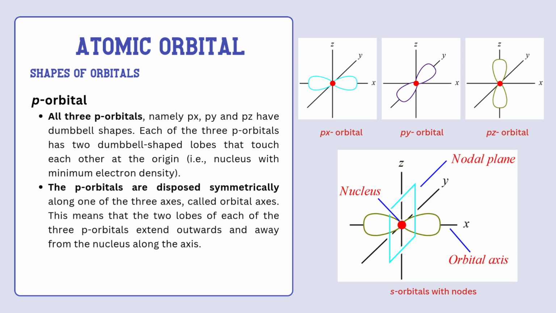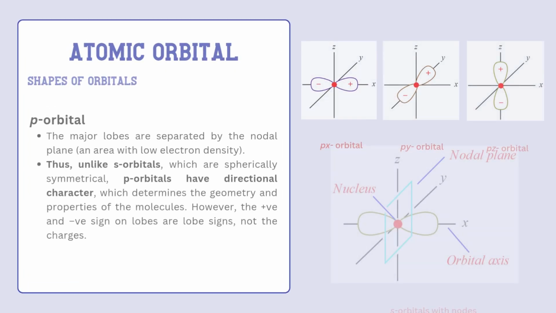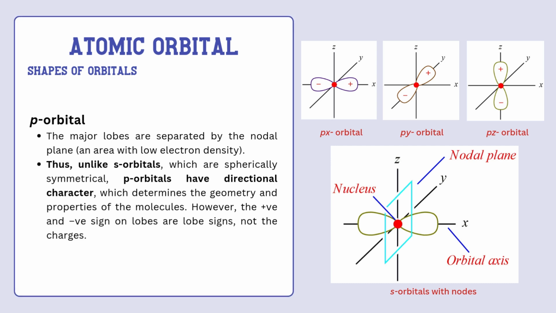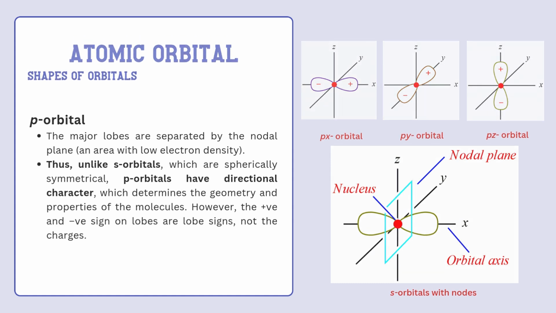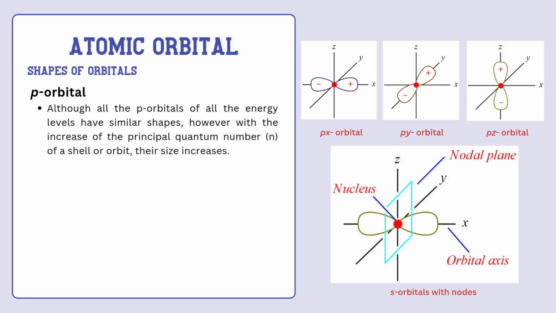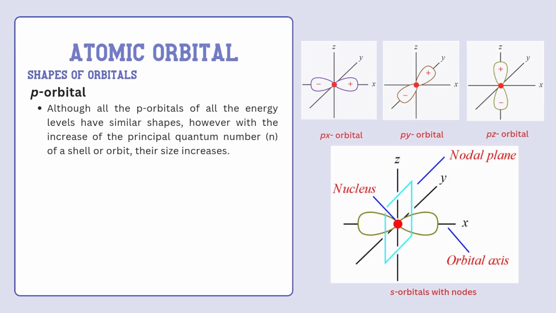This means that the 2 lobes of each of the 3 p orbitals extend outwards and away from the nucleus along the axis. The major lobes are separated by the nodal plane, an area with low electron density denoted by a red circle between the lobes in the diagram. Thus, unlike s orbitals, which are spherically symmetrical, p orbitals have directional character, which determines the geometry and properties of the molecules. However, the positive and negative signs on lobes are lobe signs, not charges. Although all the p orbitals of all the energy levels have similar shapes, with the increase of the principal quantum number, denoted by n, of a shell or orbit, their size increases.